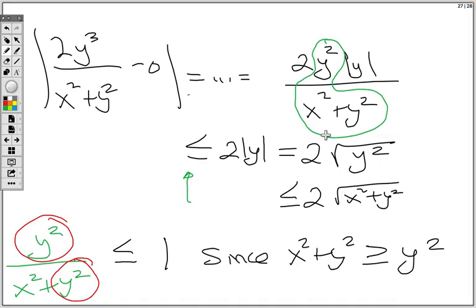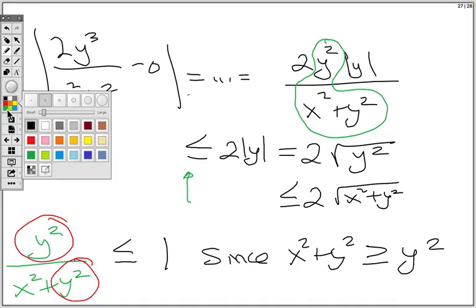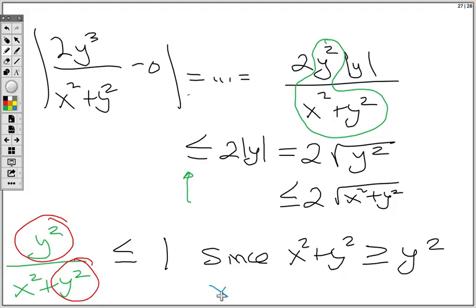So both of these inequalities come from the fact that x squared is going to be bigger than or equal to 0. If x squared is bigger than or equal to 0, that makes the denominator of this fraction bigger than or equal to the numerator, which makes the fraction less than or equal to 1. It makes the radicand here bigger than or equal to the radicand here, which gives us that inequality.